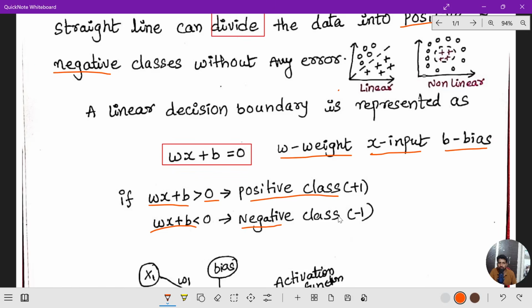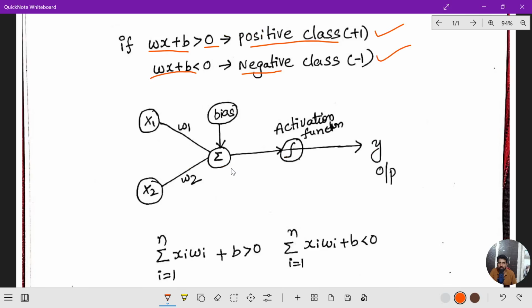This is the diagram for a perceptron. You can see here there are two inputs, x1 and x2, and two weights, w1 and w2. We add the bias, and the activation takes all these and finally produces the output.